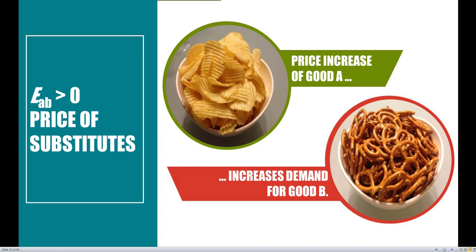And of course, we can go the opposite direction. If we decrease the price of good A and it decreases the demand for good B, that is still going to be a positive number, because a negative over a negative in a fraction is going to lead to a positive number. So therefore, these are still seen as substitute goods. So once again, be very careful about the sign.